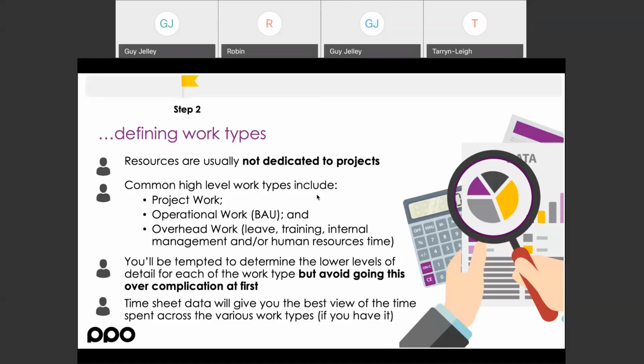If you're in operations, it's your process engineers and those type of people. And you really need to get a handle on what the split is of project work versus non-project work. So in all the work I've done, we've come up with sort of 3 very high-level work types: project work, operational work or business as usual, and then overhead work.